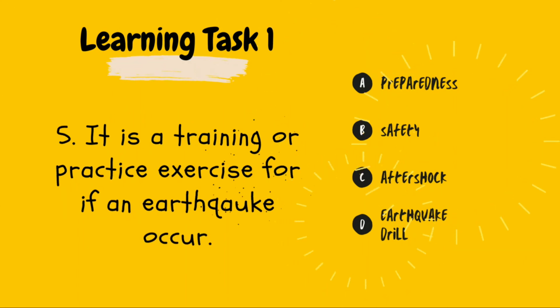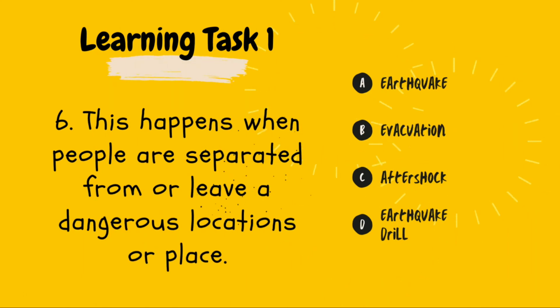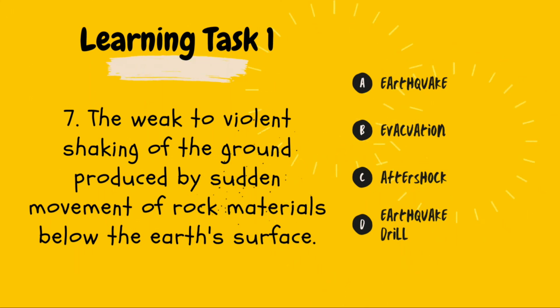Number 5. It is a training or practice exercise for if an earthquake occurs. A. Preparedness, B. Safety, C. Aftershock, or D. Earthquake drill. Number 6. This happens when people are separated from or leave a dangerous location or place. A. Earthquake, B. Evacuation, C. Aftershock, or D. Earthquake drill. Number 7. The weak to violent shaking of the ground produced by sudden movement of rock materials below the Earth's surface. A. Earthquake, B. Evacuation, C. Aftershock, or D. Earthquake drill.